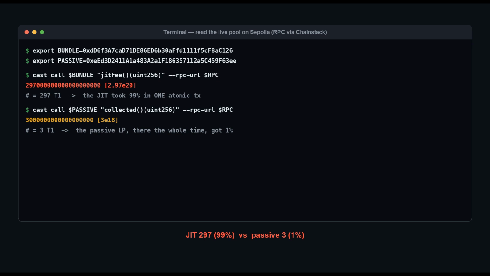The JIT searcher collected 297, about 99% of the fee. The passive LP who stood there the whole time collected 3, about 1%. It matches the test exactly, and you can open each transaction on Etherscan and follow the fee yourself. The searcher was in for one block and took almost everything.